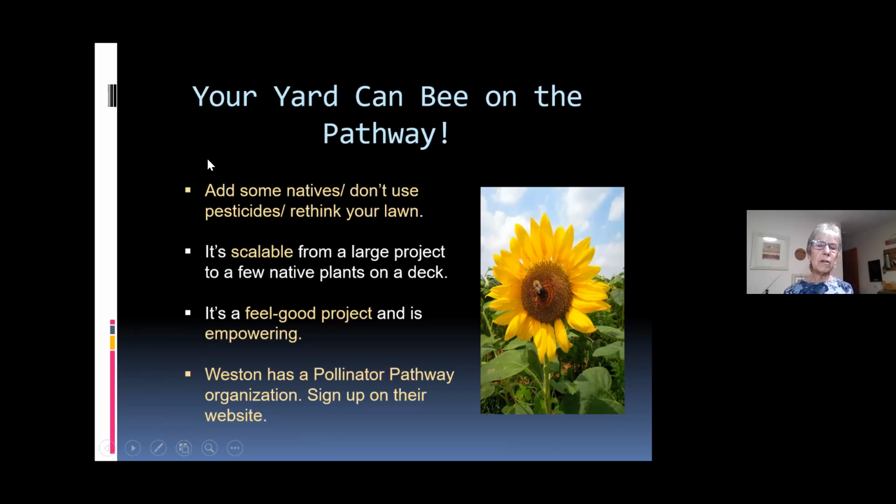And of course, you're not going to use pesticides, and you need to rethink your lawn. If you do those 3 things, then you can sign up. And it's scalable if you have a large property, or if you just have a deck that you can put a flower box on. It's all good. And it makes you feel good. It empowers you. It makes you think that you're taking charge, and that you're helping the better good.